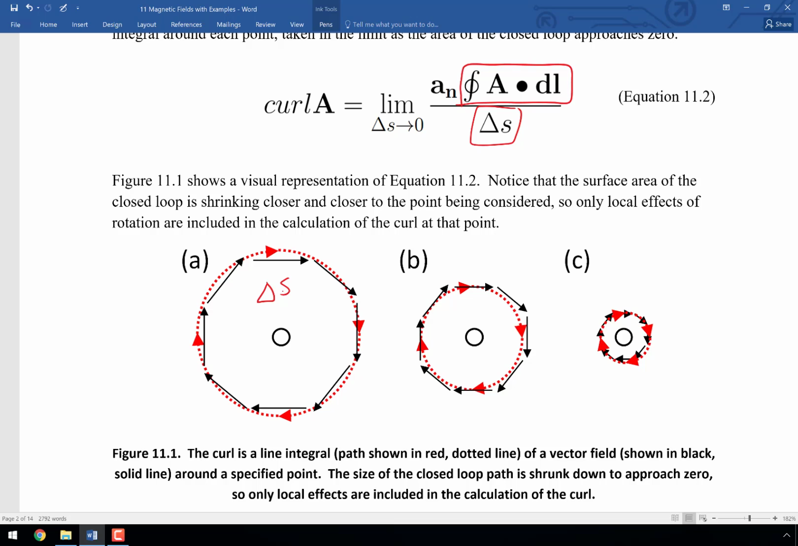But I'm shrinking the size down as I go from A to B to C. I'm shrinking that size, which is this limit as delta S goes to 0. So if we take the limit and shrink that down to the point where, as shown in part C, it's almost a point, and we would shrink it down even further so that it literally was just at a point, we'd be able to see how is the rotation just around that single point. And it turns out that if you take del cross A, you'll be able to figure that out.